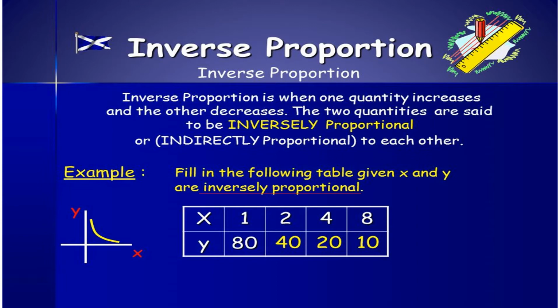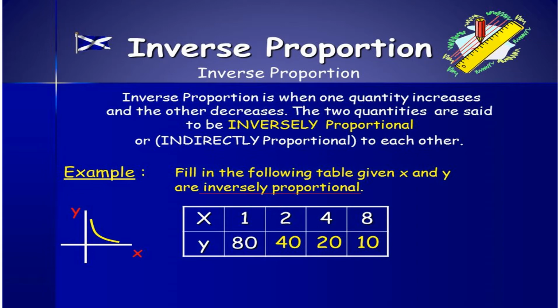What do we mean by inverse proportion? It's when one quantity is increasing, the other one is decreasing. When x is increasing, y is decreasing, which means the two quantities are said to be inversely proportional. Fill in the following table. You have x and y inversely proportional to each other.